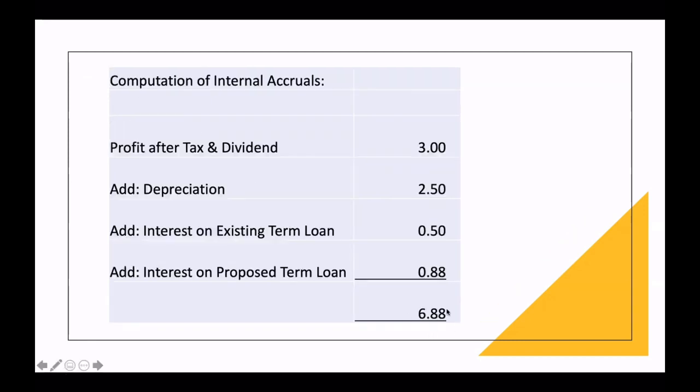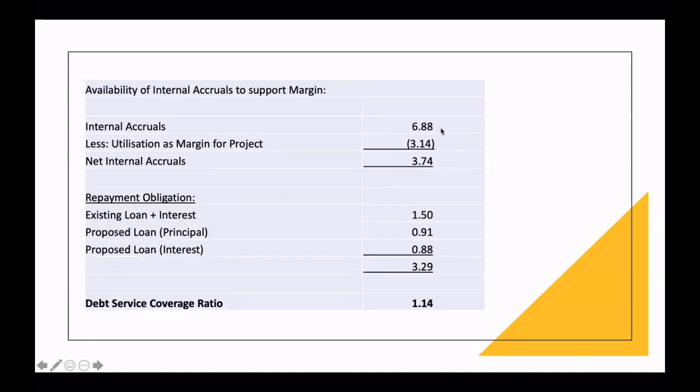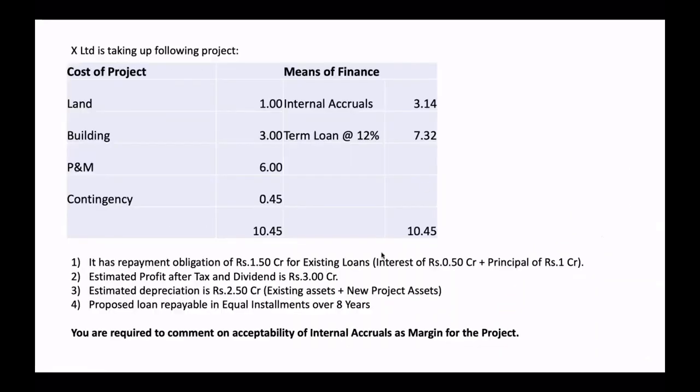Just now we have computed the gross internal accruals as 6.88 crore. From that, let us deduct what is going to be utilized as margin for the project. 3.14 crore is going to be utilized. It means the net internal accrual is 3.74 crore. So this is what is available for servicing the loan. Right. What is their existing repayment obligation? Put together it is 1.5 crore.